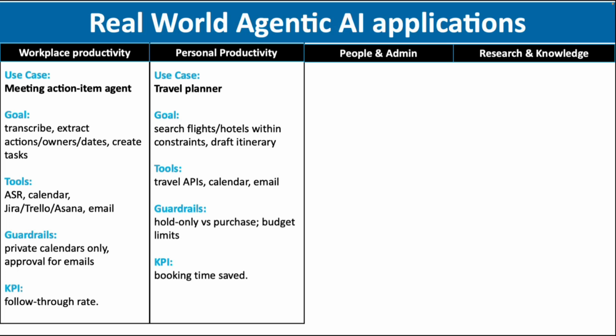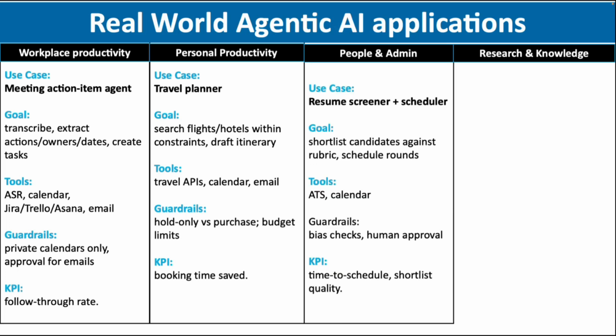In people and admin, we can think of a use case like a resume screener plus scheduler, where the goal of the agent would be to shortlist the candidates against the rubric and schedule the following interview rounds. The tools would be the ATS and the calendar. The guardrails could be bias checks and human approval, etc. And the KPI can be time to schedule, shortlist quality, etc.